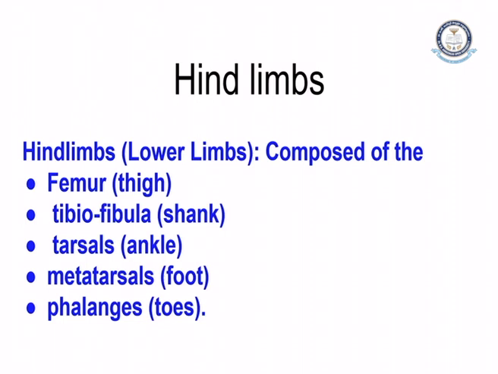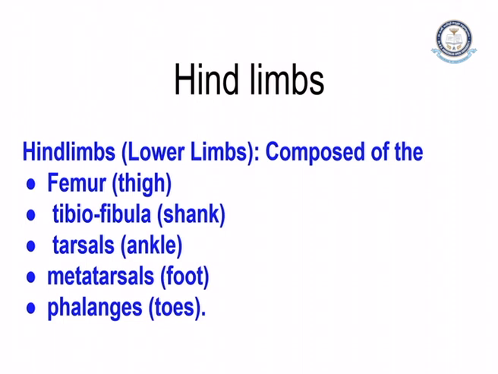Here the 3 important regions are ilium, ischium and pubis. This is the pubis region, and then the ilium and ischium region. So, this is the pelvic girdle of rabbit. The 3 important bones of the pelvic girdle are ilium, ischium and the pubis. Now we will know more about the hind limbs.